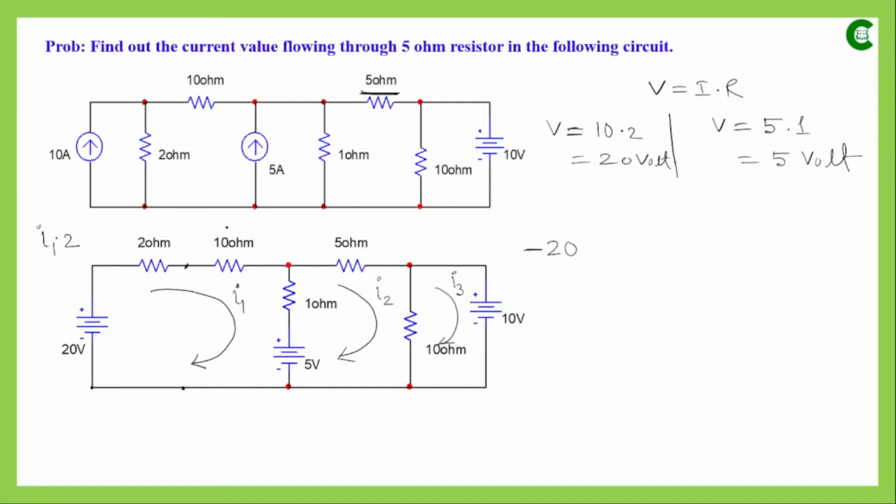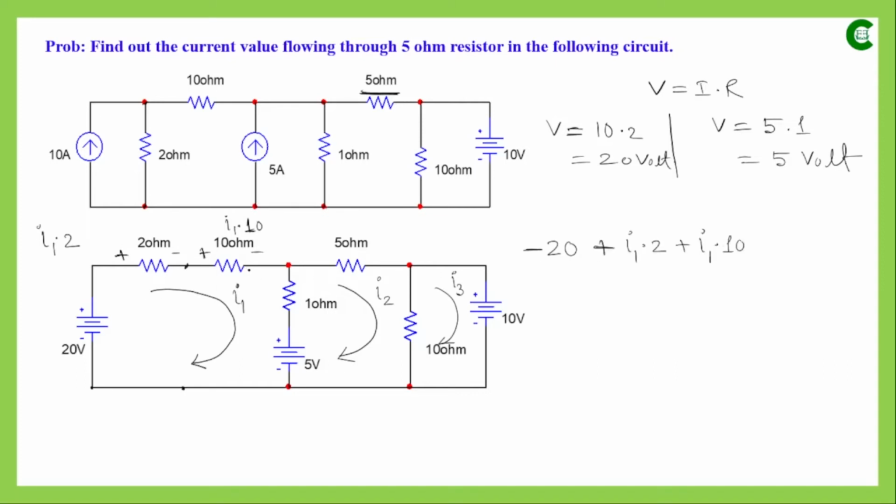For 10 ohm it will be I1 into 10, and since current is flowing from left to right for both of them, this side will be at higher potential, as we have seen in the earlier case, and this side will be at lower potential. For the second one also, this will be at higher potential and this will be at lower potential. So in the equation it will be multiplied by 10.